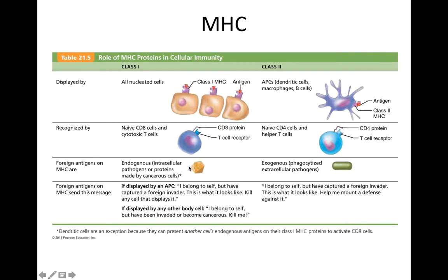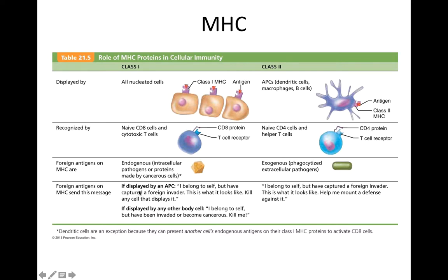So when I have an intracellular foreign antigen on MHC1 and it's an APC, remember that APCs have both 1 and 2. So here we have an APC, and what it's saying to the cytotoxic T cell is, hi, I belong to self, but I've captured this foreign invader. This is what it looks like. You need to go kill any cell that shows this. So let's say it's a virus, and we've got viruses going into cells. What this is saying is, hey, I need you to go find anything that has this, and whatever cell it is, kill it. Now, in order to do that, a helper T would have had to give the okay, but we won't get that deep into this.